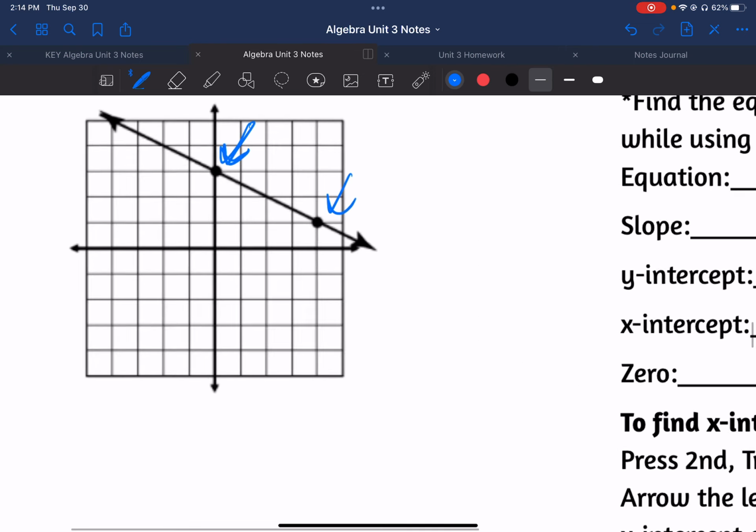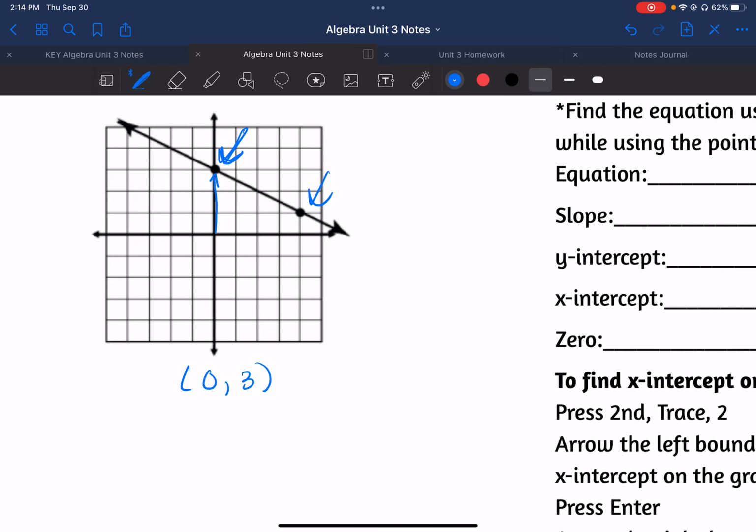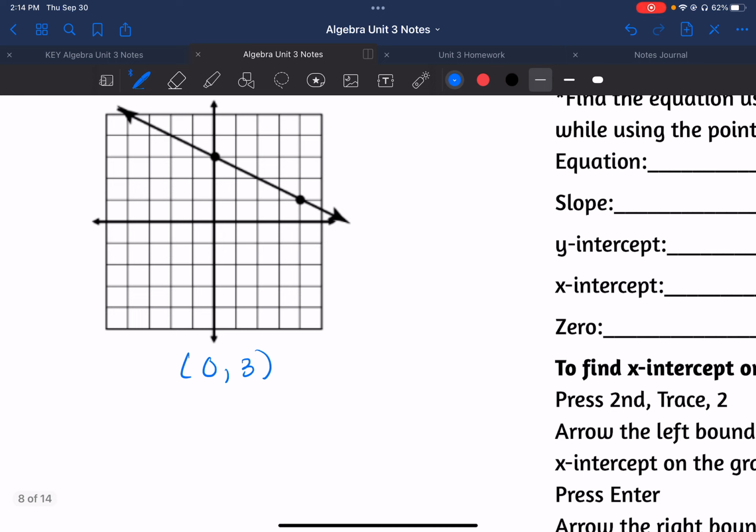This point right here is, so we know it's 0, 1, 2, 3. So my first point I'm going to put in is 0, 3. Now, if you wanted to do all of this and figure out what your slope was by counting here, and then said that's my y-intercept, that's totally fine. You can do that too. I just want to show you how to use a calculator to be even more useful. 0, 3, and that was that point.